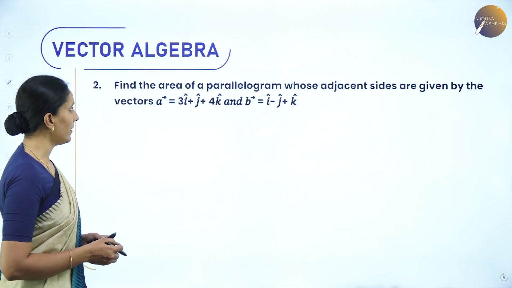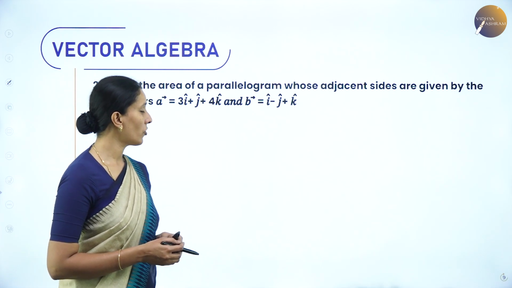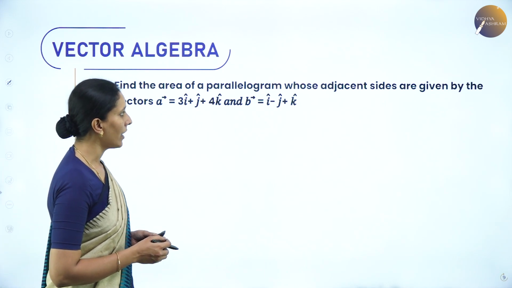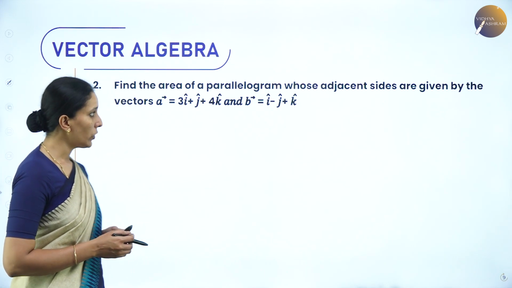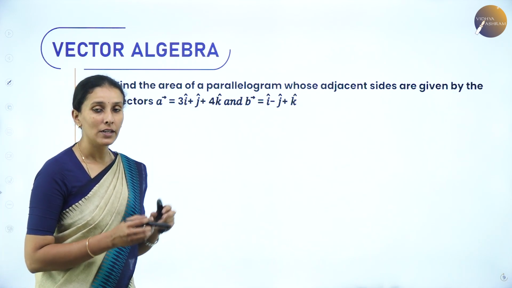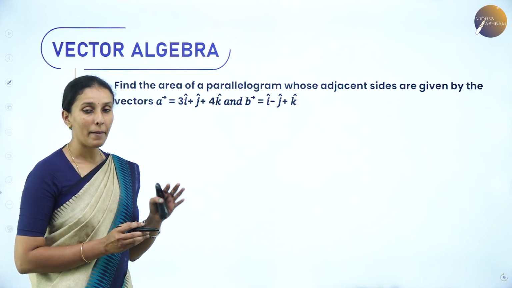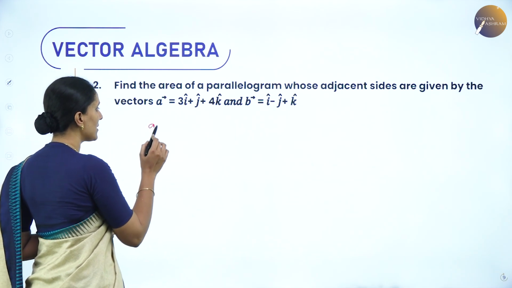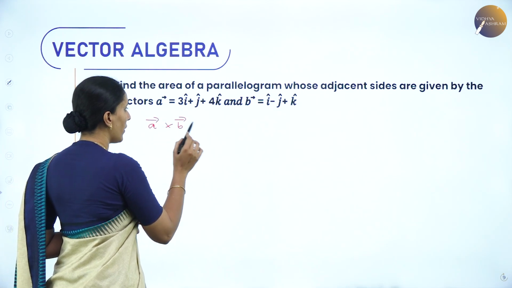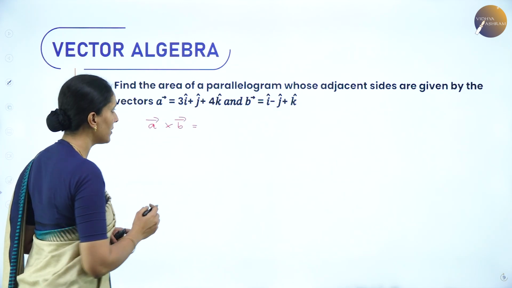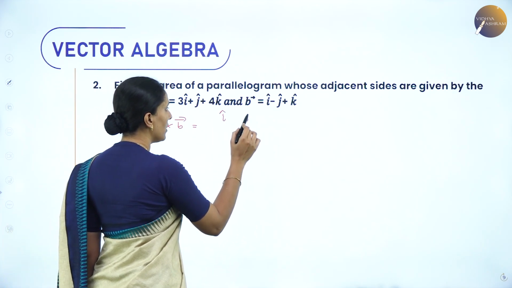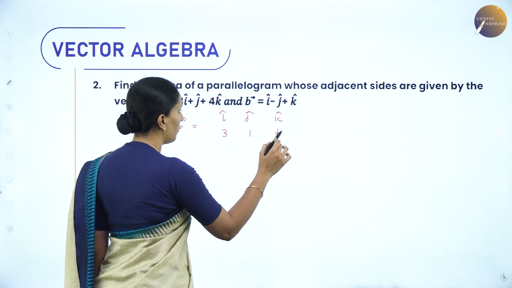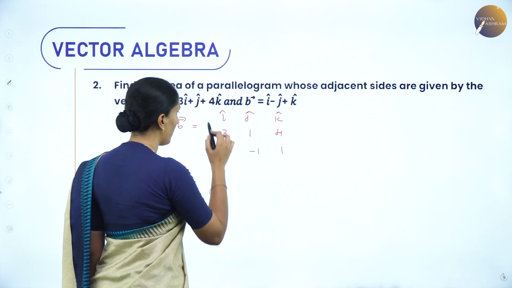Next question. Find the area of a parallelogram whose adjacent sides are given by vector A, 3i plus j plus 4k, and vector B, i minus j plus k. So we know that area of a parallelogram is modulus of A cross B, that is the magnitude of the cross product of the two vectors. So first let us find what A cross B is. We can find A cross B using the determinant method. I'll write the first row as i, j, k. The values here are 3, 1, 4, 1, minus 1, 1.